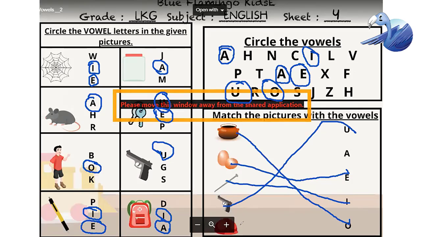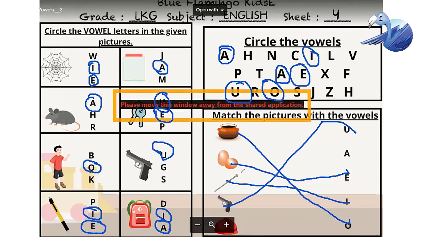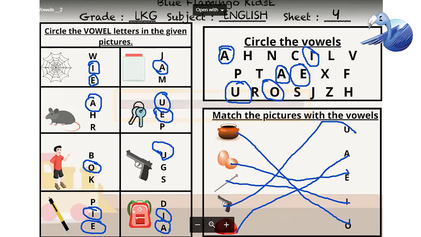U. Now next is cap, students. Okay. So for example, C-A-P. Cap. So in this word, which is the vowel letter? A. A is the vowel letter, no? So we have to match cap with A. See, that's all. Okay. So like this, students, in this worksheet, you have to focus on vowels only.